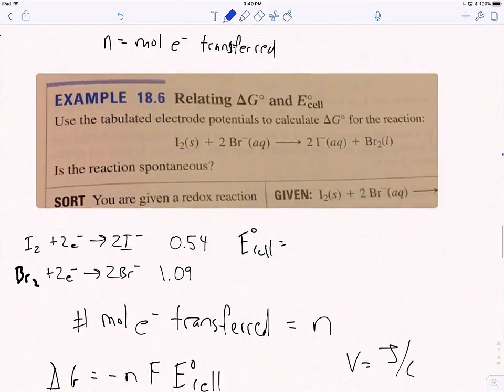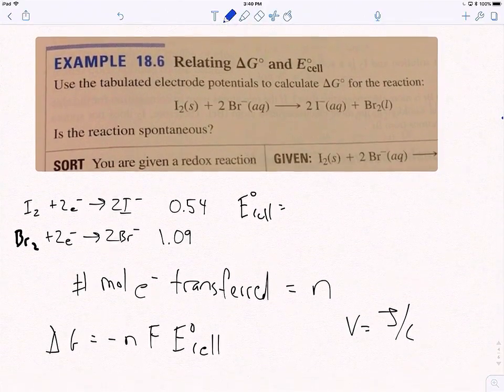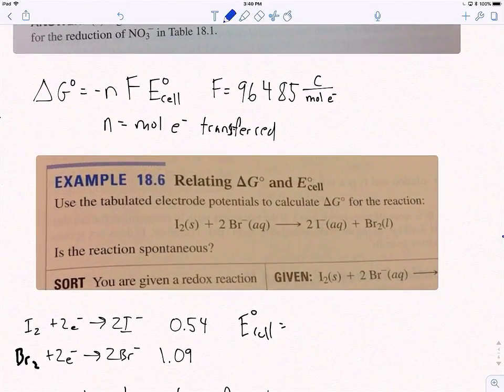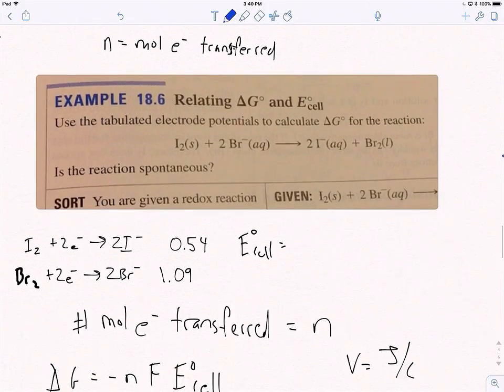Okay. So how are we doing on some of our questions? All right, let's do a problem here. I told you some of the stuff before. The Gibbs free energy change is minus nFE0cell. n is the moles of electrons transferred. F is Faraday's constant. So let's look at this. Use tabulated cell potentials to calculate the Gibbs free energy change for this reaction.